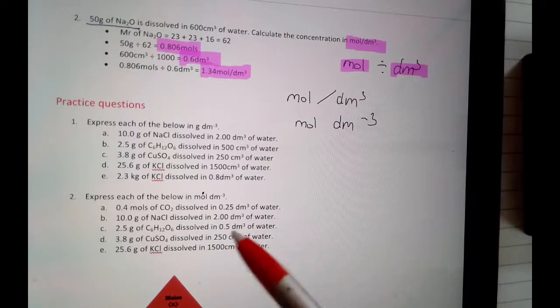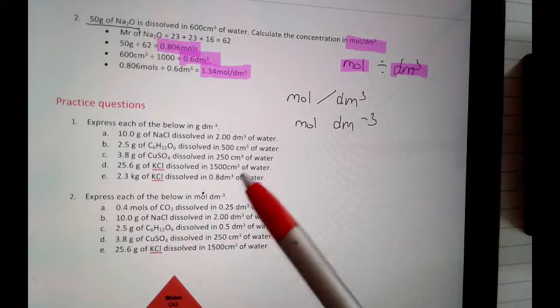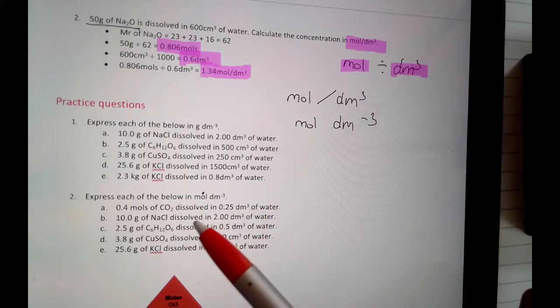I've just realized now that I haven't given you the mass numbers that you're going to need to calculate moles, but you should have a periodic table. You're just going to have to look these mass numbers up on your periodic table so you can find the formula mass, and so you can do question 2.